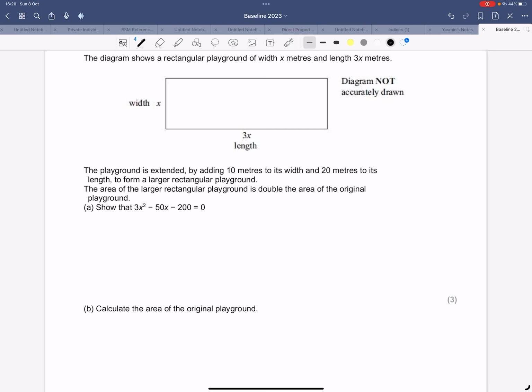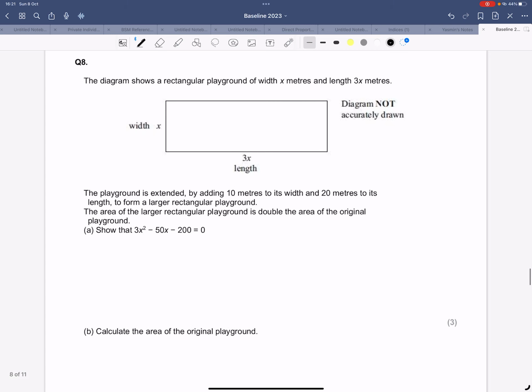So now the next one, again, very similar to the first one. It asks for you to create a quadratic equation application. The diagram shows a rectangular playground with width x and length 3x. The playground is extended by adding 10 meters to the width, so x plus 10, and 20 meters to its length, so plus 20. Is that hard? I don't know if that's hard. And the area of the larger rectangle is double the area of the original playground.